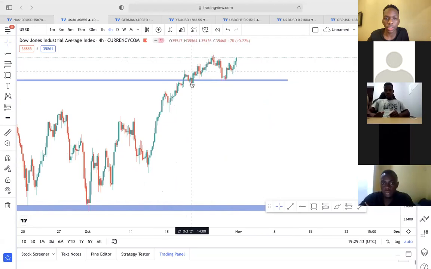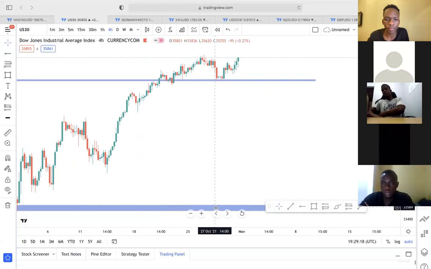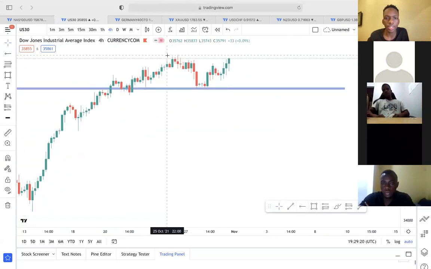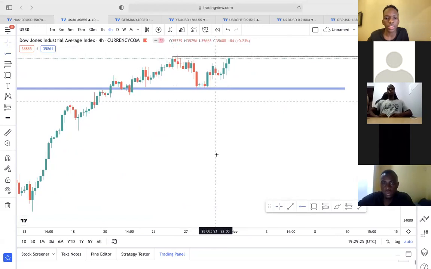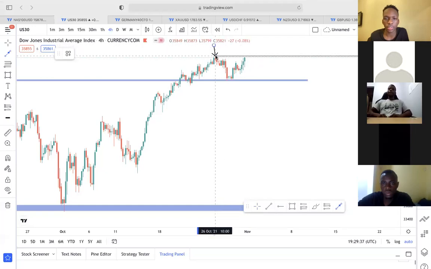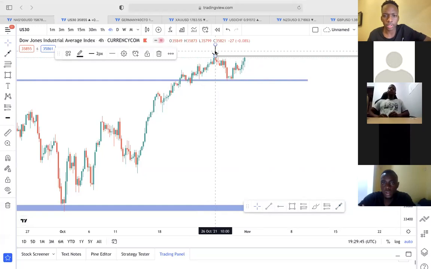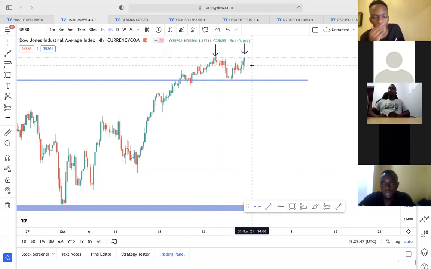Now let's focus on this bit of data over here. We have this high over here. We can anticipate a double top pattern here on US 30. Here's our first top. I'm trying to draw my arrow in. First top, and then let me copy this, and you can anticipate the second top.